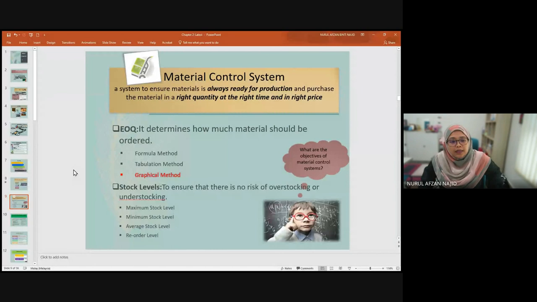Okay? Alright, so as mentioned before, subtopic 2, we're gonna learn about the material control system. Material control system is a system to ensure that material is always ready for production and purchase the material in the right quantity at the right time in the right place.